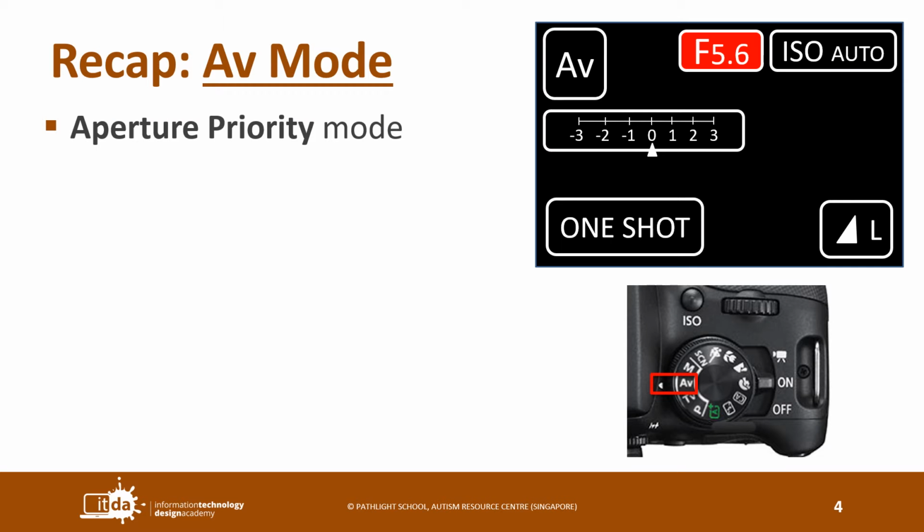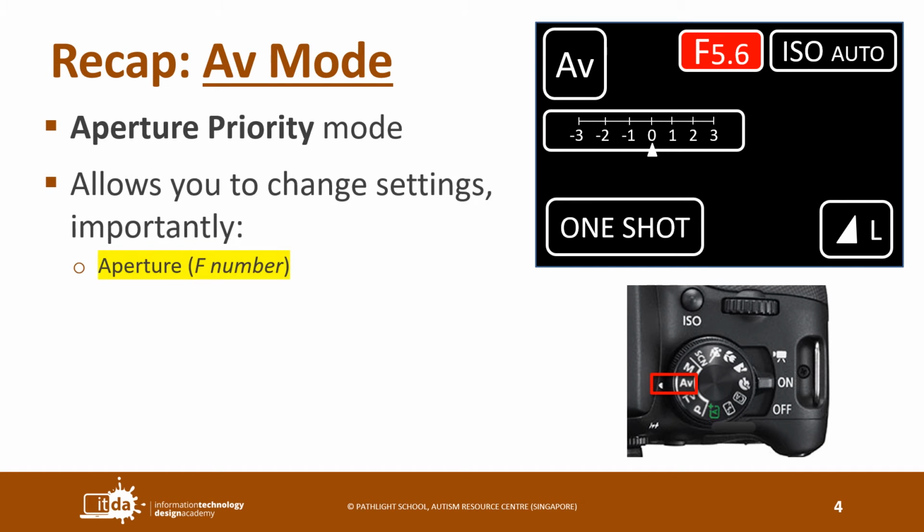Okay, in the last lesson, we talked about this special mode on the camera that you used. This is called the AV mode, aperture priority mode. It looks like this, okay? And basically, this mode allows you to change different camera settings. Most importantly, a special F number that is actually called aperture. And we learned last week that aperture refers to the opening of the camera lens. So something magical that happens is when you change this F number, the size of the camera lens also changes.